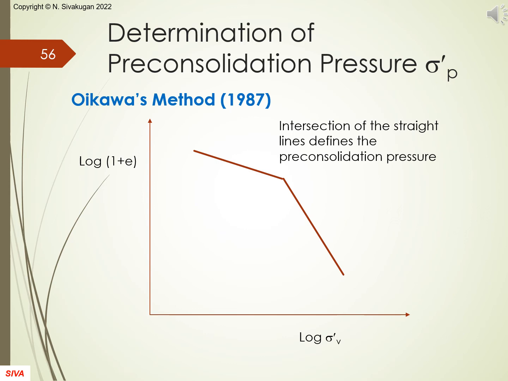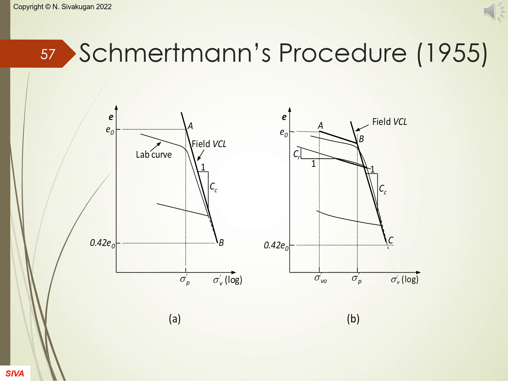is the pre-consolidation pressure. Schmertmann in 1955 observed that no matter how much the disturbance is, all e versus log σv' plots for the same clay will converge at the void ratio of 0.42 e0. Here are the procedures for establishing the VCL and the field curve for normally and over-consolidated clays. Note that, in over-consolidated clays, the lab curve must include an unload-reload cycle to define the recompression index.